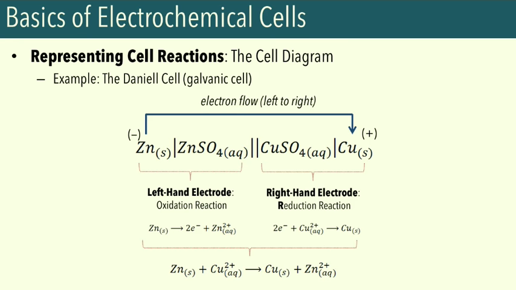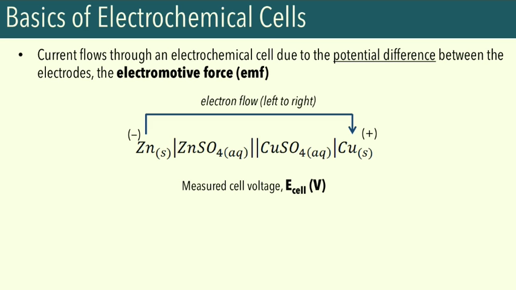Another important property of electrochemical cells is the potential difference between the electrodes. This is also known as your electromotive force, EMF, or the cell potential. It's this electromotive force that drives current flow in the electrochemical cell. If there is a positive cell potential, this implies that we have a spontaneous electron flow. This corresponds to a galvanic cell.